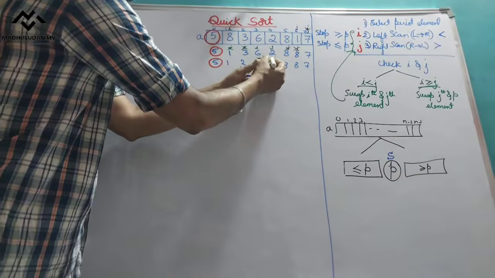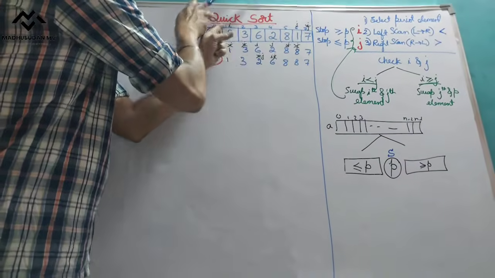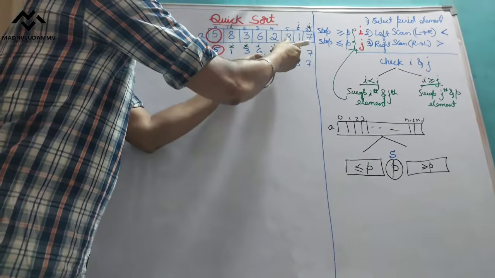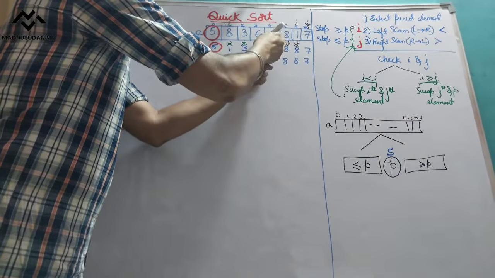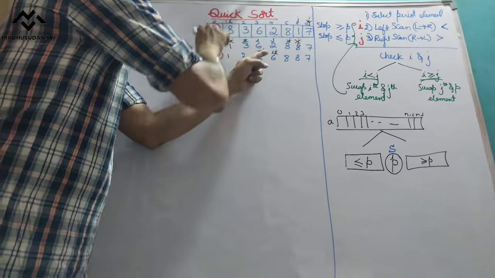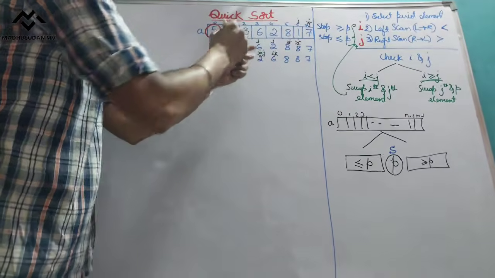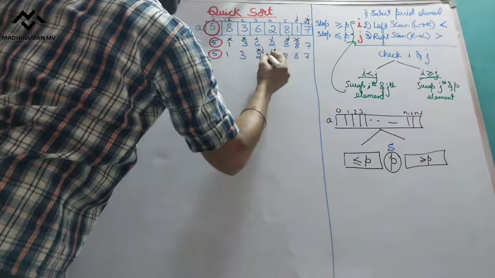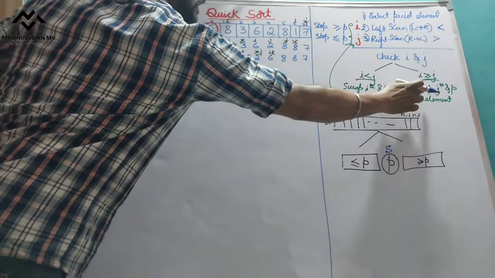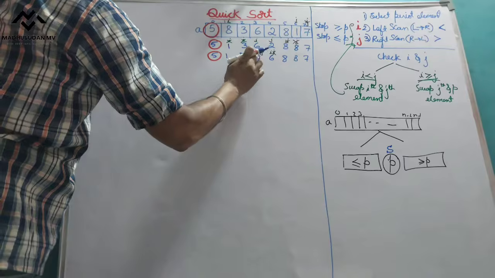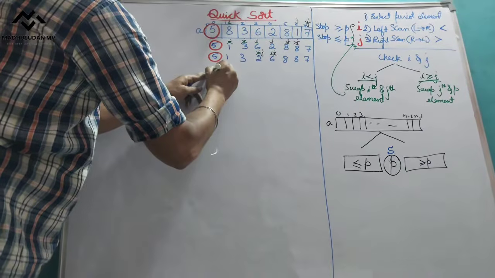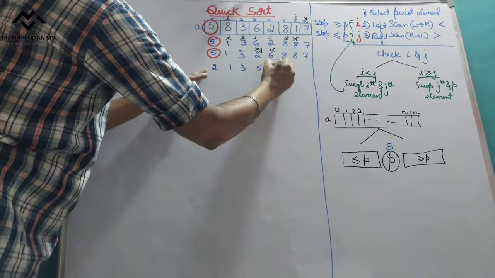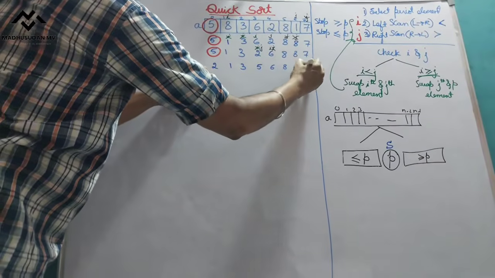That means i is greater than j. See, i started from here, j started from here. Now i and j have crossed over each other. Whenever these two cross over, that means i is greater than j, I am swapping what and what? Swap the jth and pivot element. The jth element is 2, pivot element is 5. So these two elements will get swapped, remaining elements as it is.